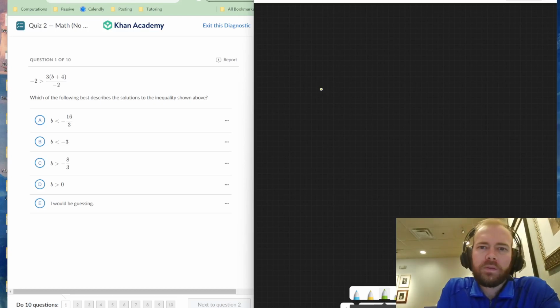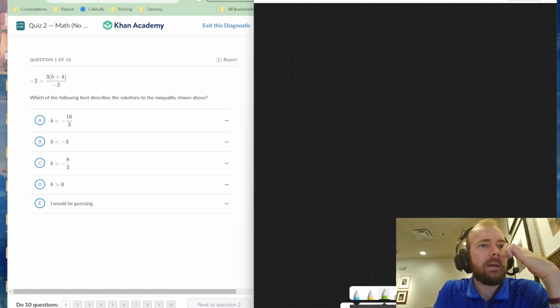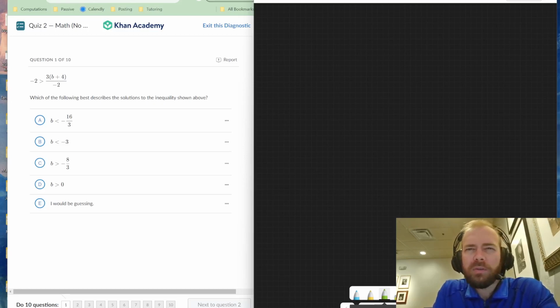Okay, so here's the first problem. It says, which of the following best describes the solutions to the inequality shown above? What you could do is plug in the numbers. However, if you look at two of the answer choices, there's negative 16 thirds and negative 8 thirds. This is supposed to be a non-calculator section, so I probably wouldn't try to plug those in. You could maybe try to plug in one of the others and see if that works, because that's faster. Plug-in methods are faster as long as it's not too difficult to plug in.